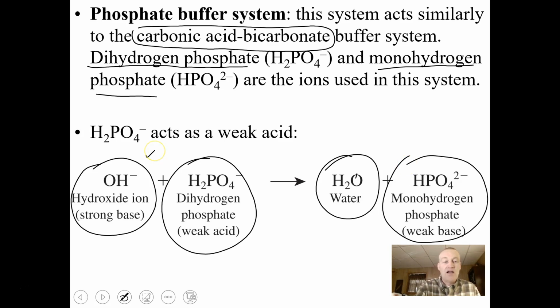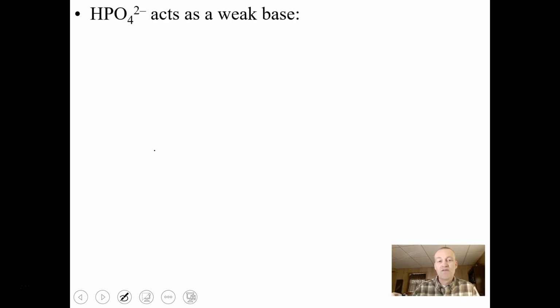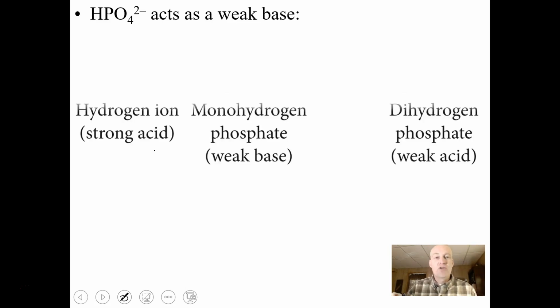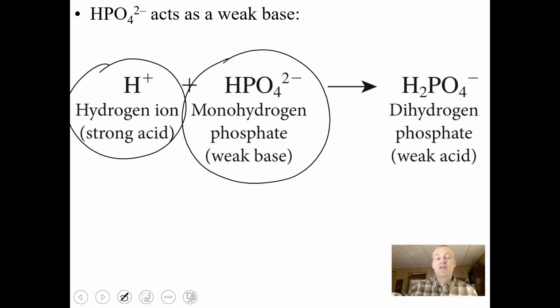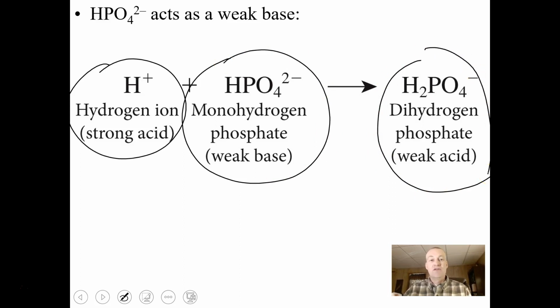So if we had a high hydroxide ion content, we could buffer that by combining it with the dihydrogen phosphate. So this is just a buffering system to help buffer that. So monohydrogen phosphate works as a weak base. So if we had lots of hydrogen ions, we could absorb those and combine those with monohydrogen phosphate to create dihydrogen phosphate or a weak acid. Okay, so we can take a strong acid and make it weaker by using this particular buffering system. In addition, we could take a strong base and make it a weaker base or neutralize it using this buffering system.